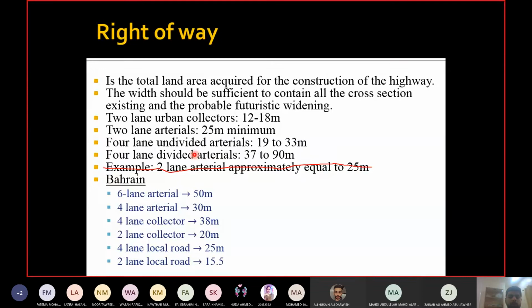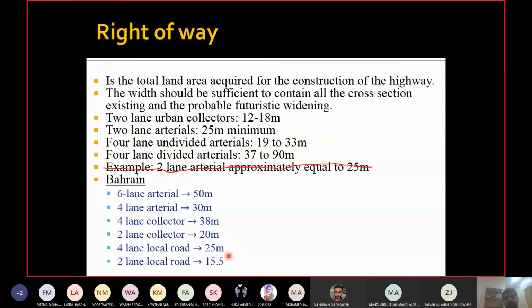Okay. And these are standards for Bahrain. So Bahrain has slightly higher standards. We don't have any 2-lane arterial in Bahrain. So the minimum number of lanes for an arterial is 4, so 2 lanes in each direction. If you have a local road, it can be 2-lane, and a collector can be 2-lane. Okay, and then you can see the right of ways as well.